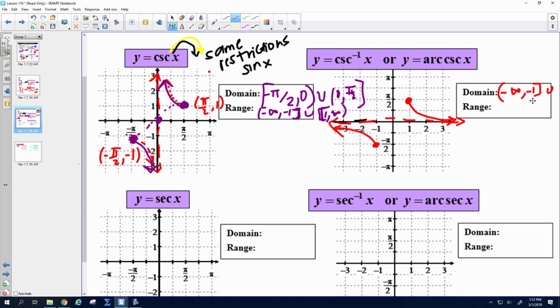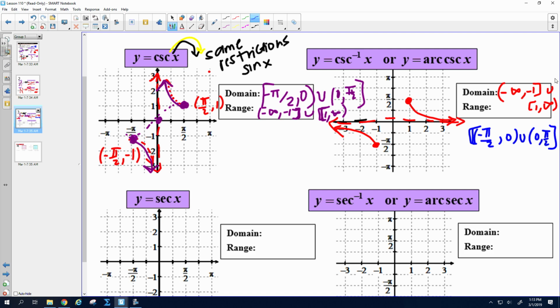Okay. And from 1 to infinity. Don't cry. All right. And then we're going our range, negative pi over 2 up to 0, but we have that break. And I'm including negative pi over 2. Union, 0 to pi over 2.